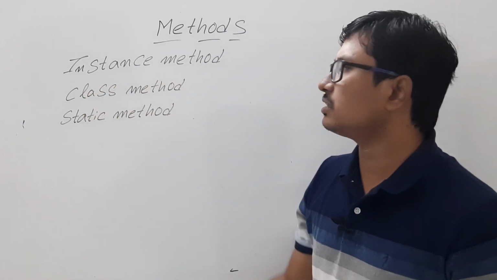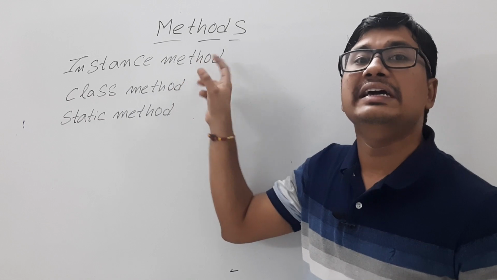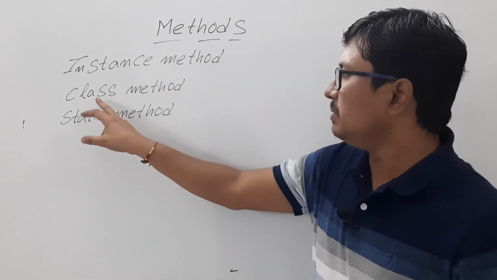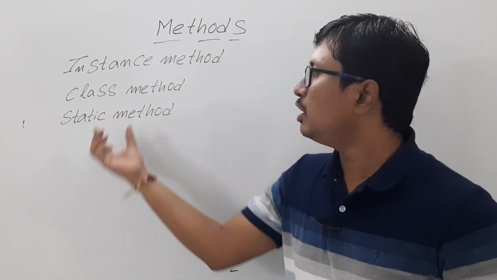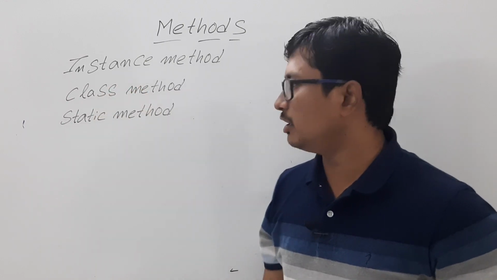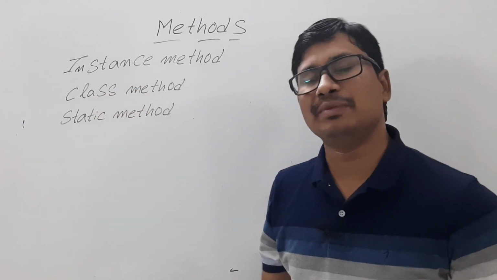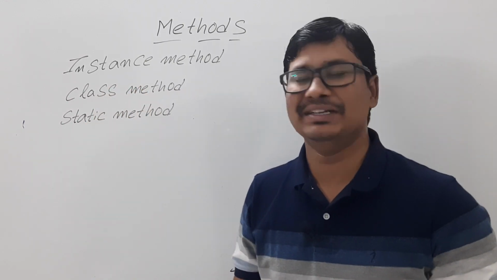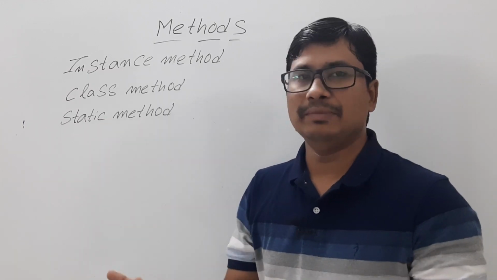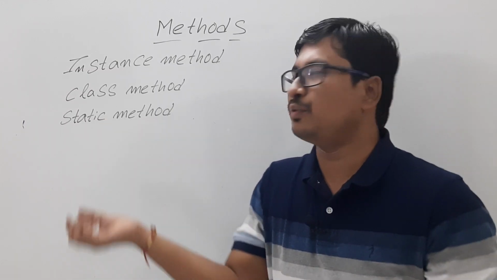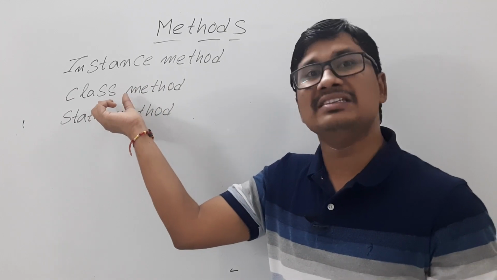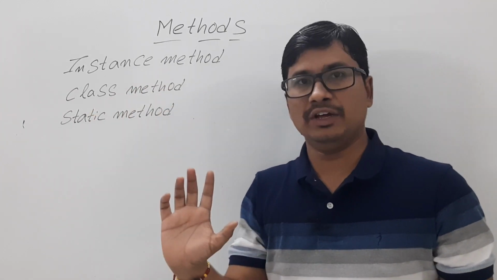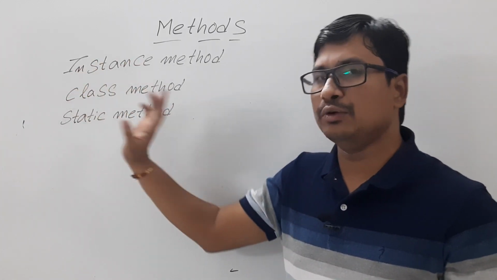Using instance method, we can access the instance variables. Similarly, using the class method, we can access the class variable. Whereas using the static method, we no need to access anything. Means we are not accessing because we have only two types of variables. One is instance variable and another one is class or static variable. But coming to the method, we have three methods.